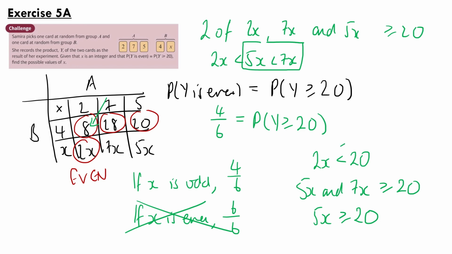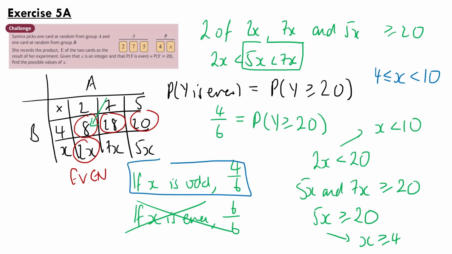So here we have x is less than 10, and here we have x is greater than or equal to 4. So we know that 4 is less than or equal to x, which is less than 10. And we know from here that x must be odd, so therefore the only possible values of x are 5, 7 and 9. And that is our final answer.